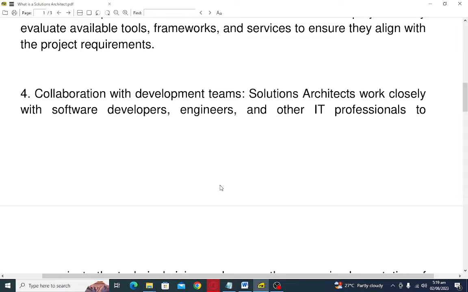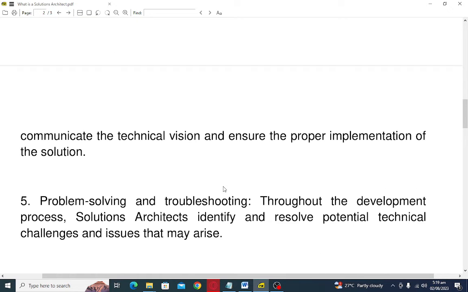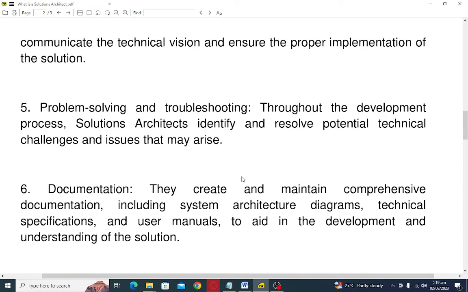Number four, collaboration with development teams. Solutions architects work closely with solution developers, software developers, engineers, and other IT professionals to communicate the technical vision and ensure the proper implementation of the solution. Number five, problem solving and troubleshooting. Throughout the development process, solutions architects identify and resolve potential technical challenges and issues that may arise.